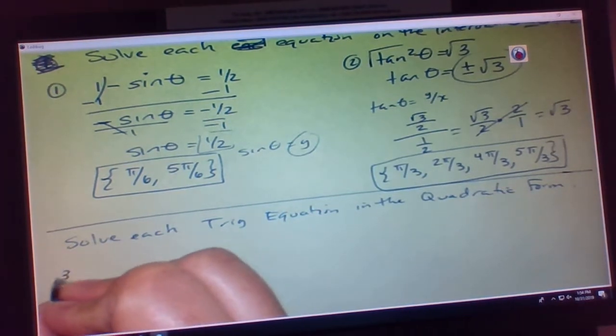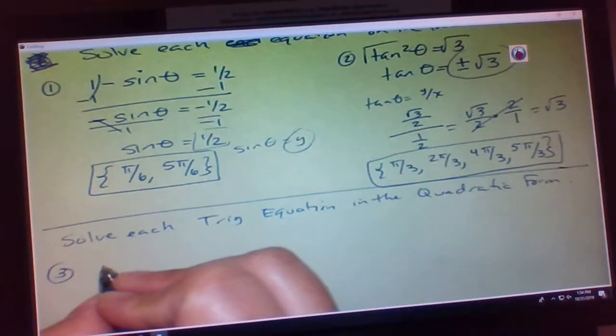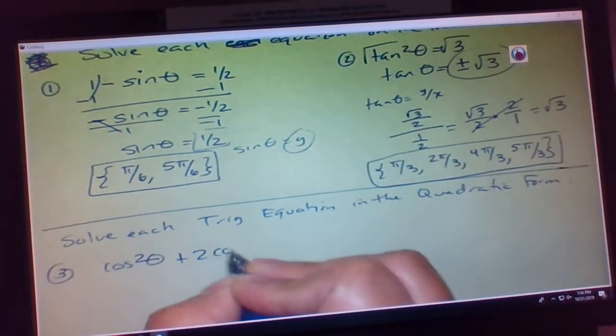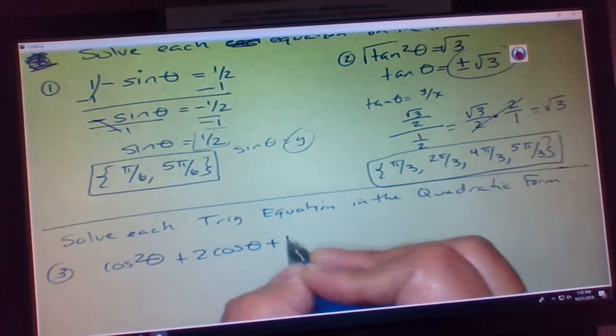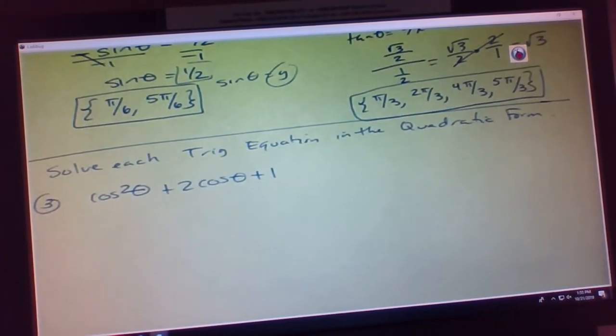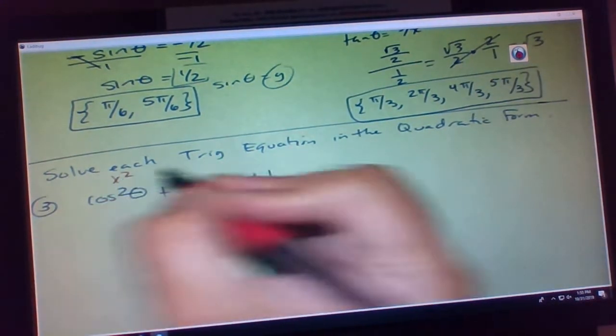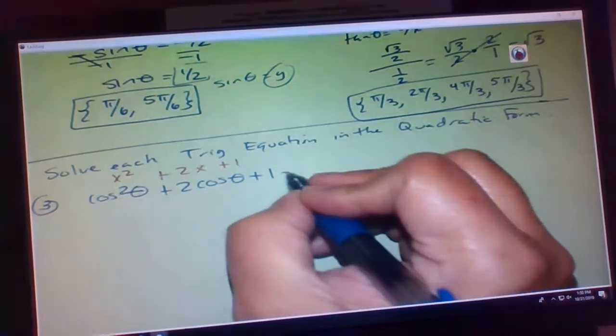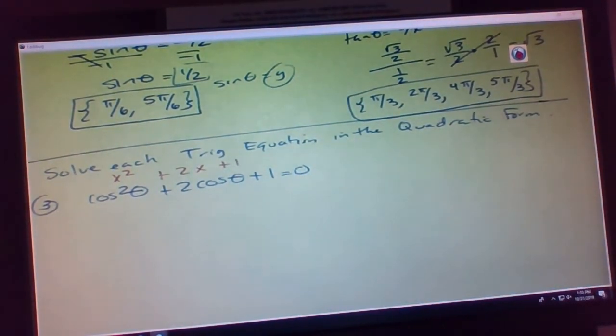So let's say you have a problem that looks like cosine squared plus 2 cosine plus 1. I don't know if you recall that when we were doing this lesson, I would change your numbers to x's, so you could see it a little bit better. So it's like having x squared plus 2x plus 1. How do you factor something that looks like x squared plus 2x plus 1?